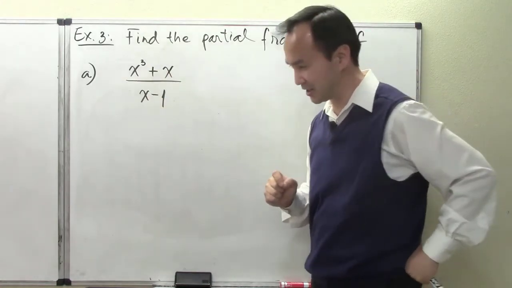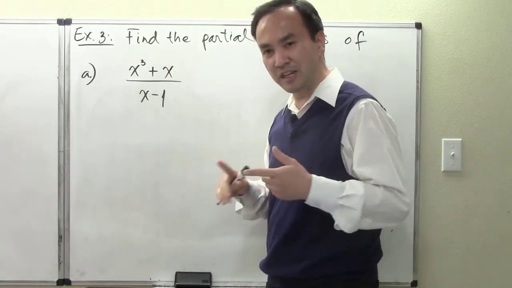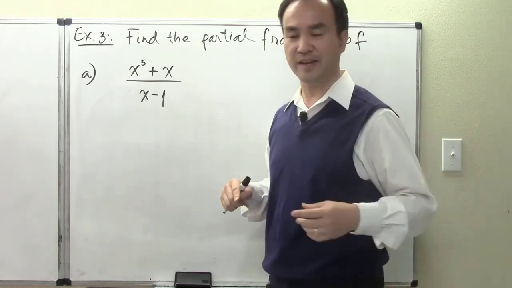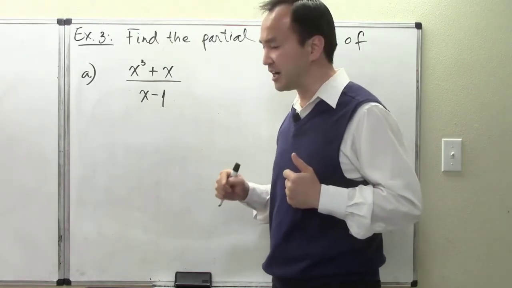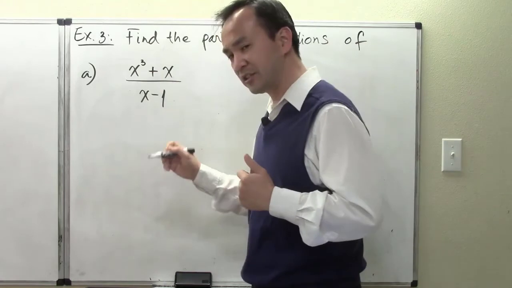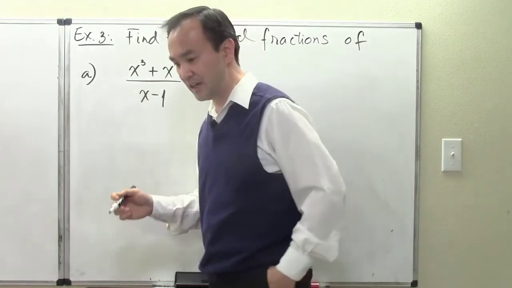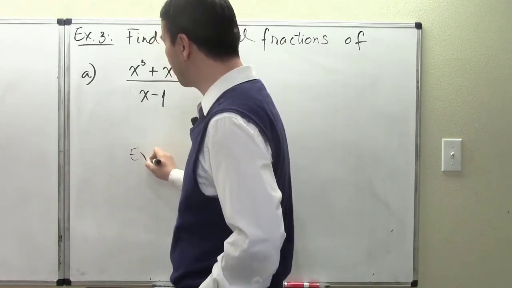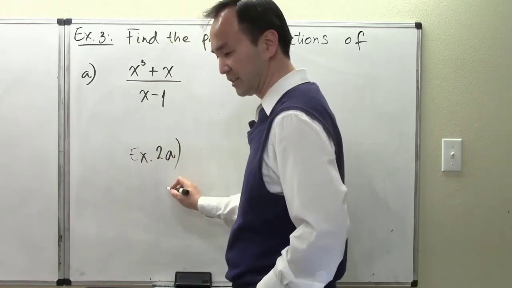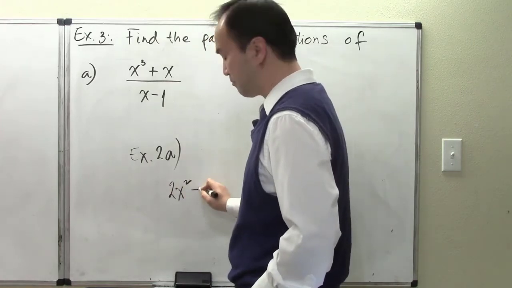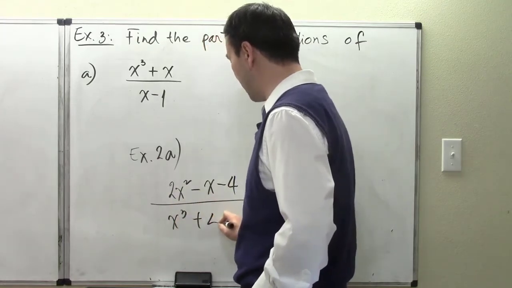So the major problem is this. If you look throughout all of the problems in example 1, example 2, plus that introductory example at the beginning of the lesson, in all of those rational expressions the degree of the numerator was less than the degree of the denominator. So let me quickly pick one. If we look back at example 2a, the problem we did there was 2x squared minus x minus 4, over x cubed plus 4x.